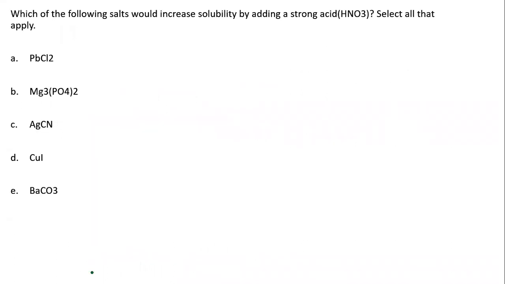So next we want to know which of the following salts would increase in solubility by adding a strong acid. So let me show you an example of this. Let's say, for example, we have, I don't know, copper fluoride.